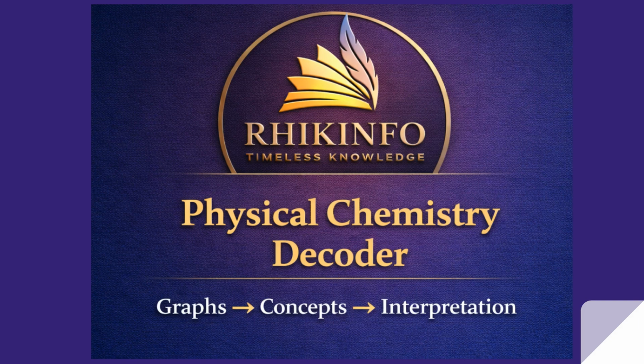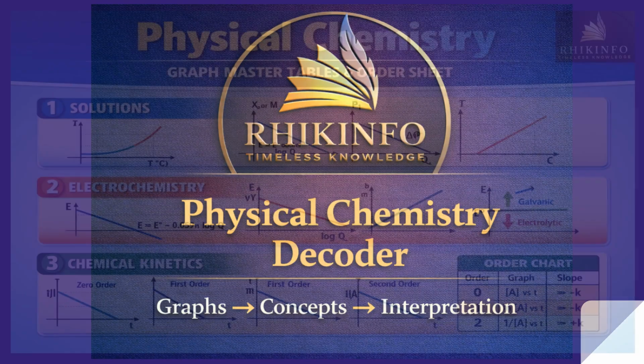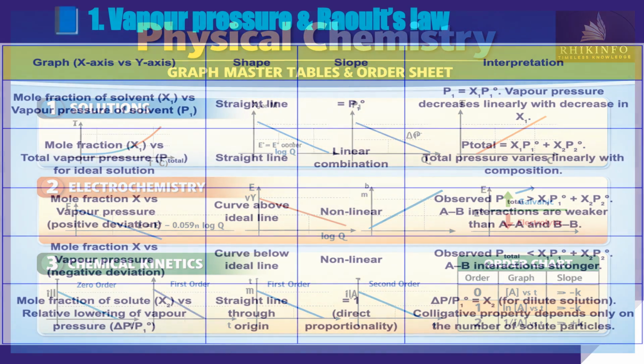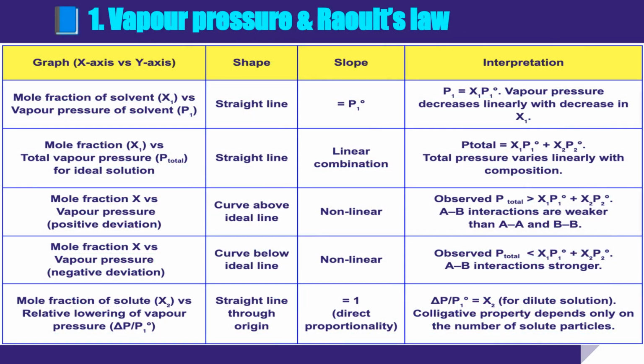Today let's decode a few concepts in physical chemistry, focusing on graphs and their interpretation. This video presents a graph master table and order sheet covering solutions, electrochemistry, and chemical kinetics, summarizing essential graph types and orders. Let's review vapor pressure and Raoult's law.